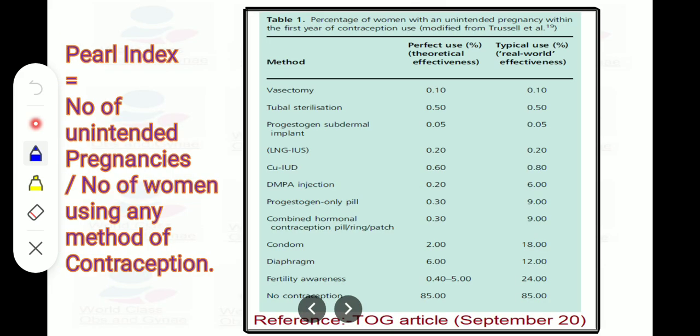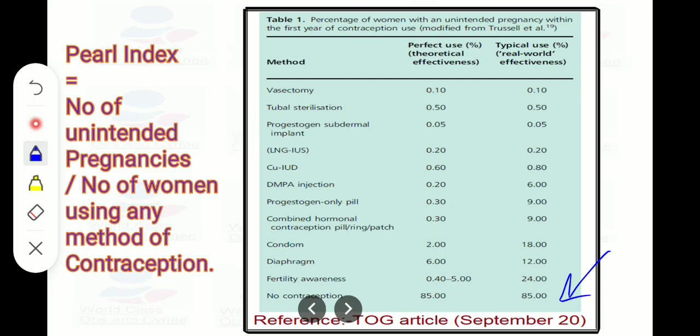Now the Pearl indexes are shown in this table. Number of unintended pregnancy divided by number of women using any method of contraception. This is from the latest TOG article, September 20. Usually the students memorize this table from the Ten Teachers 20th edition, but that was taken from the old guideline, and this is the new. And while looking at this table and taking the screenshot, you can solve exam questions related to the Pearl index.